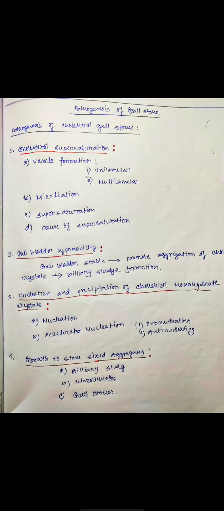Okay. So here you have to know there are four things: cholesterol supersaturation, gallbladder hypomobility, nucleation and precipitation of the cholesterol monohydrate crystals, and growth to stone sized aggregates. So at first there is cholesterol supersaturation.